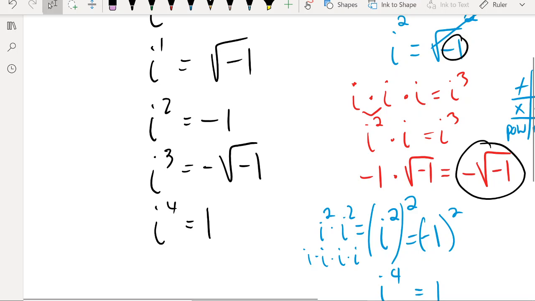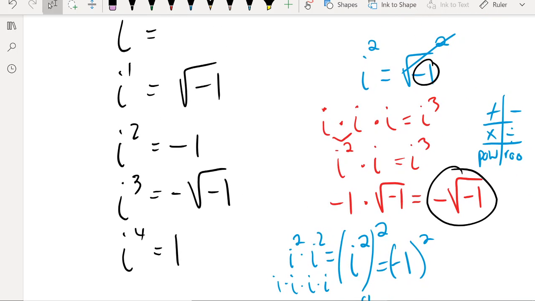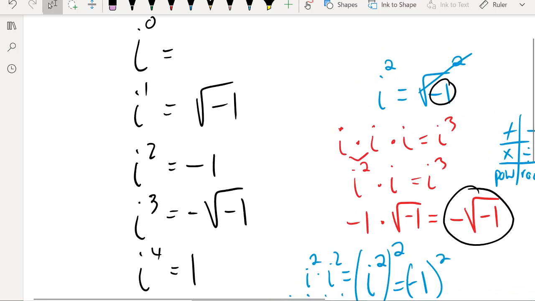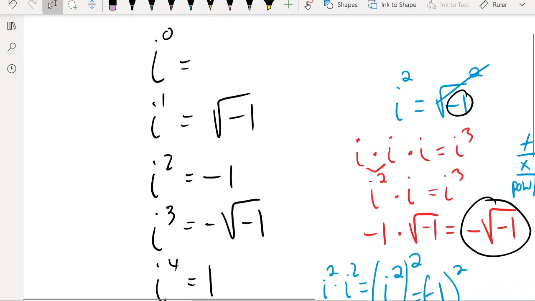Okay, now we get 1. So the problem with how teachers normally teach this concept is that I to the fourth power equaling 1 is not the last thing before it starts repeating. It's actually the first time it repeats. So I to the 0 power is actually the beginning of this pattern. Anything to the 0 power is 1, including I, even though it's an imaginary number. I is still a number. It's not a real number, but it's a number. So I to the 0 power is 1.